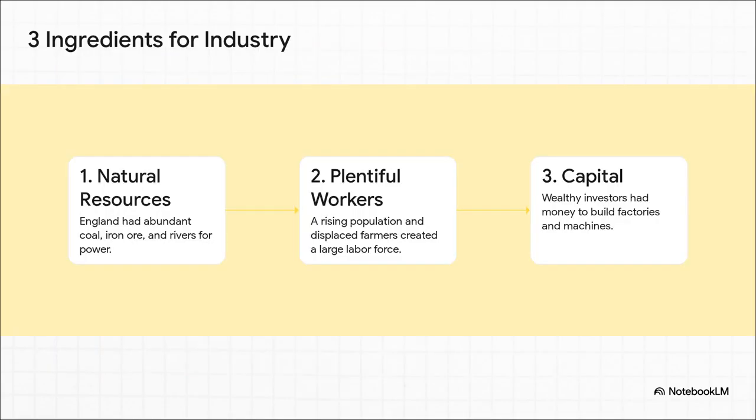So why England? Why did it all start there? Now you're going to want to pay close attention here because this is another one of those key questions. For this fire to really catch, you needed a special recipe with 3 specific ingredients, and England had them all. It had tons of natural resources. We're talking coal to burn, iron to build, and rivers to power. It had a massive workforce of people flooding into the cities, and it had capital, big piles of money from investors who were ready to build factories.